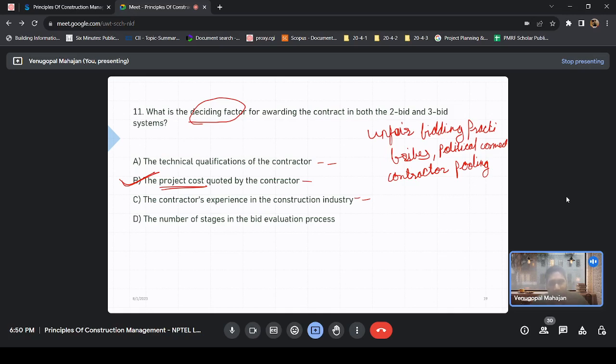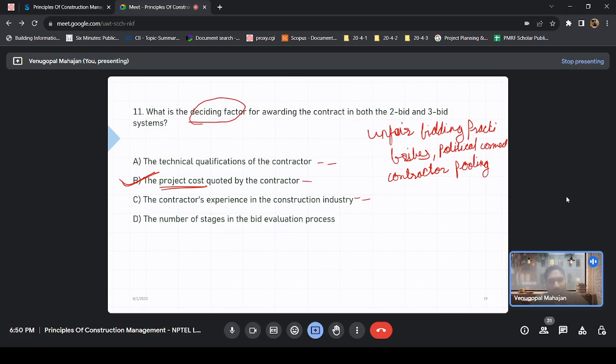That is a provision. Regarding whether it is there or not, we will discuss in the next session. We will have estimation of quantities and rates, and in that we will discuss schedule of rates.